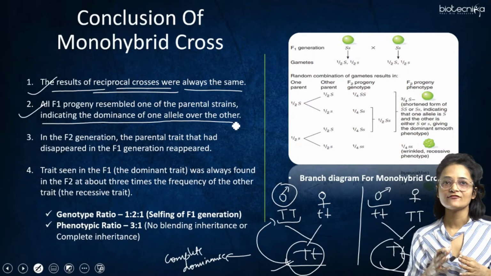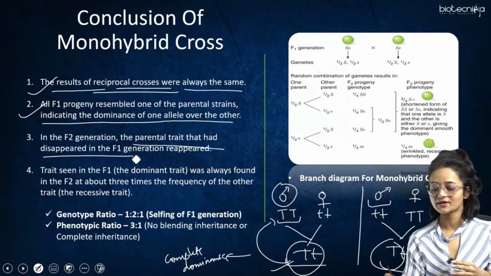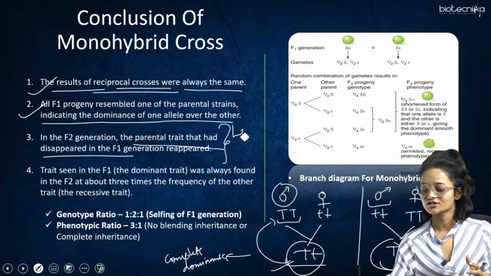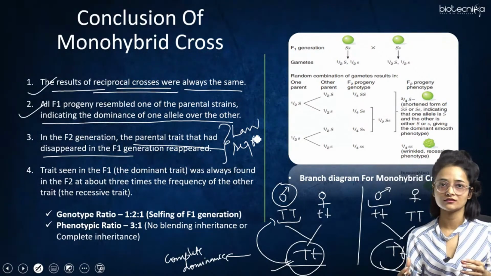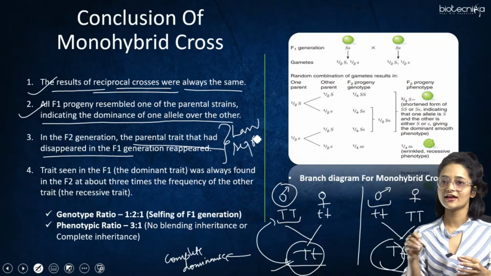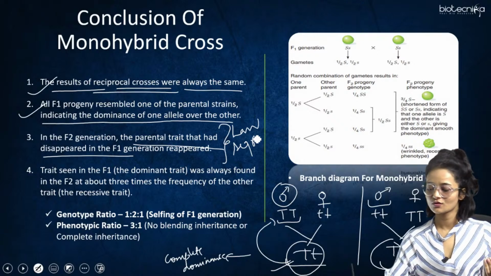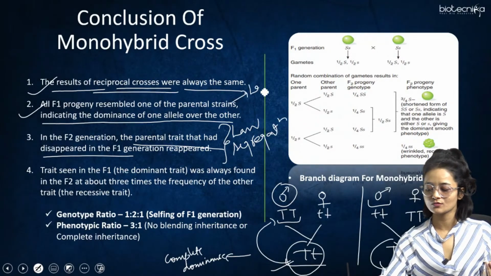Third, in the F2 generation, the parental trait that had disappeared in the F1 generation reappeared. Here the law of segregation basically takes place, right? Because meiosis took place, and as a result, when selfing was done in the F1 generation, the F2 generation had the recessive traits reappear in them. So the law of segregation took place here, right? Here the law of dominance was playing the major role.